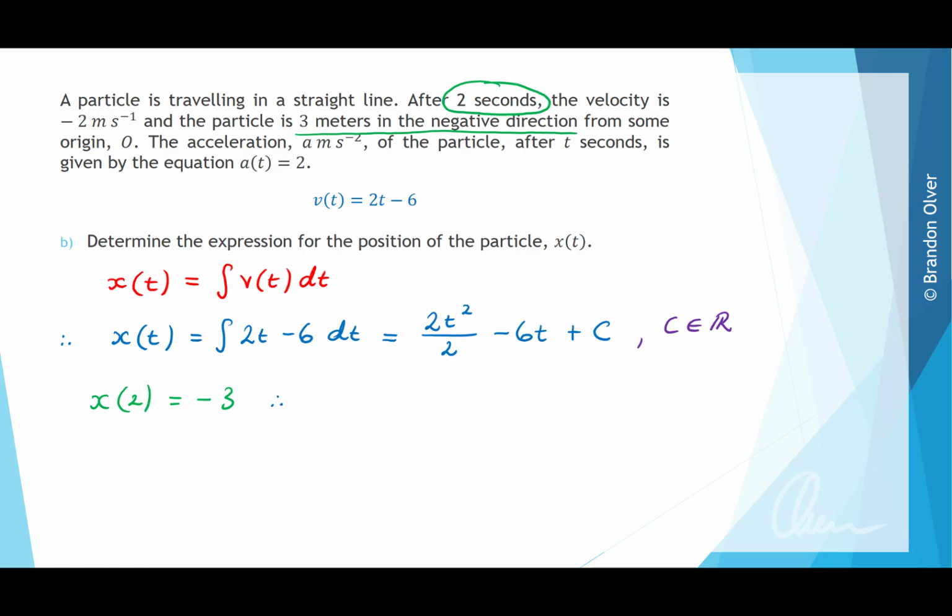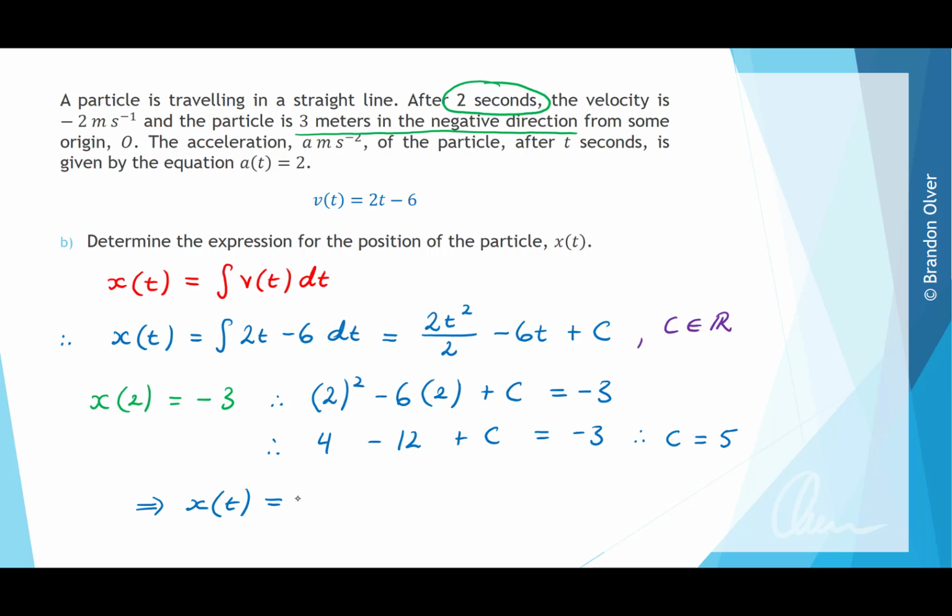Therefore, we can set up the equation, and 2t squared over 2 is just t squared, so we have 2 squared minus 6 times 2 plus c is equal to -3. Therefore, we find that 4 minus 12 plus c is equal to -3. Therefore, we find, once we've solved that c is equal to 5. Therefore, we can wrap up this question by stating that the position x of t of this particle is given by just t squared minus 6t plus 5.